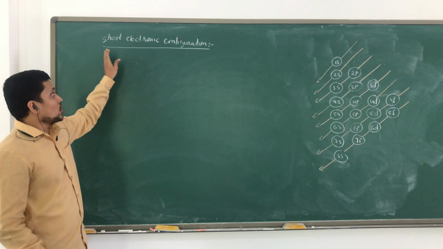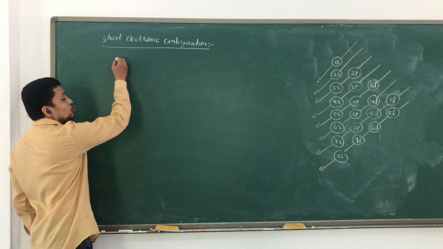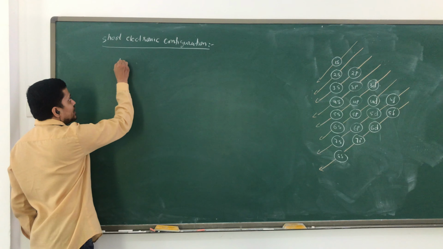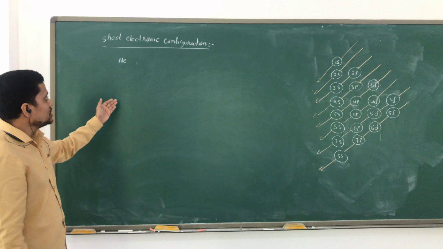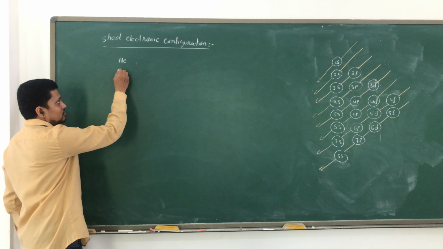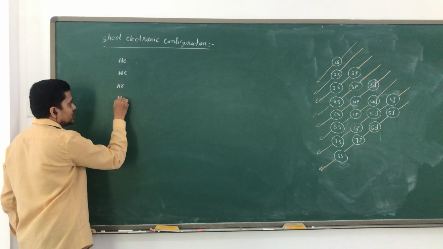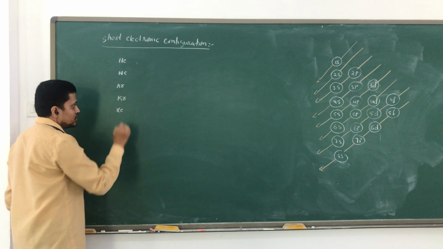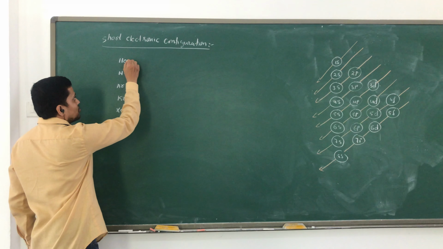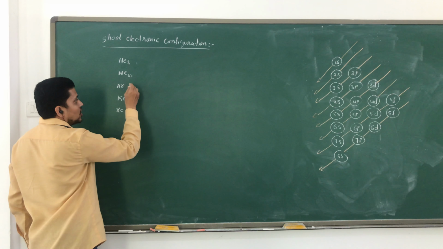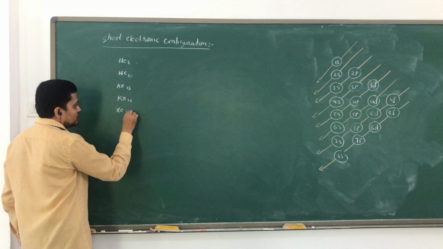For the short electronic configuration, we must go for the noble gases, that is these elements: helium, neon, argon, krypton, xenon. We must know the electronic configuration of these elements. The atomic number of helium is 2, neon is 10, argon is 18, krypton is 36, xenon is 54.